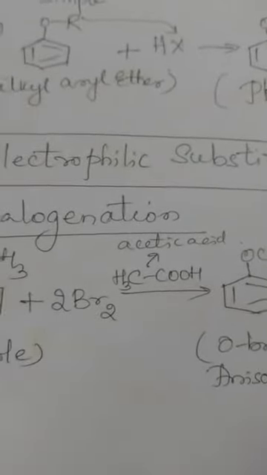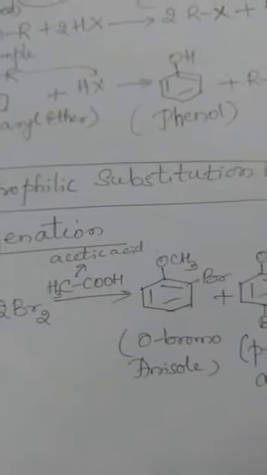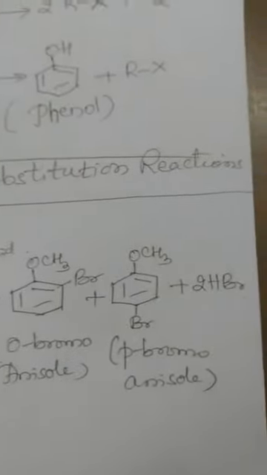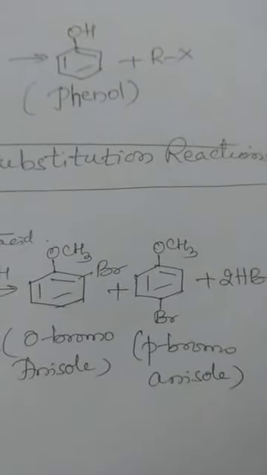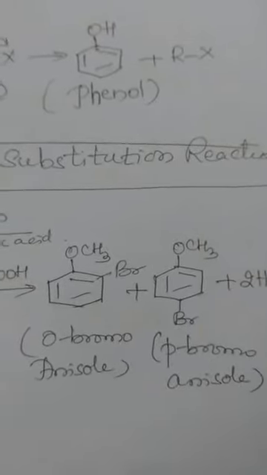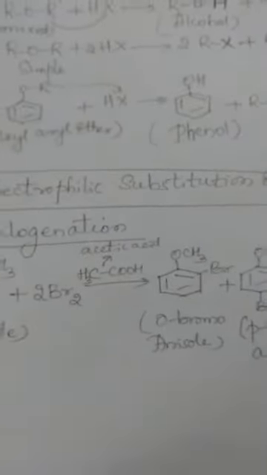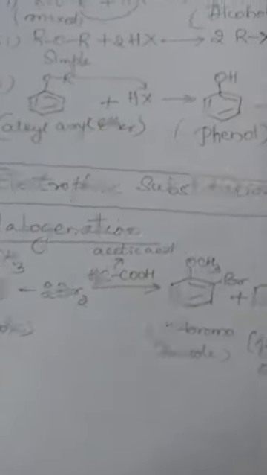So anisole reacts with bromine in acetic acid on heating to give a mixture of ortho and para-bromoanisole. 2HBr is eliminated as the byproduct. So this is regarding halogenation, in particular the bromination reaction of anisole. Now coming to the next electrophilic substitution reaction, that is nitration.